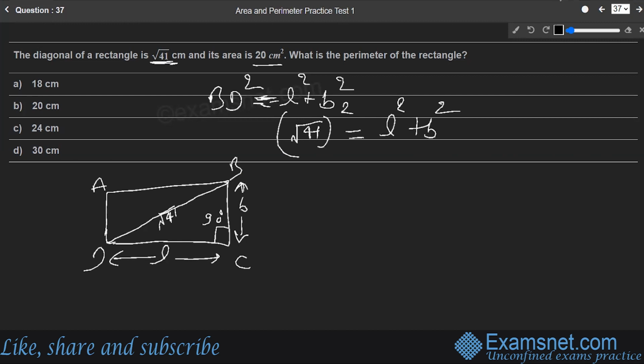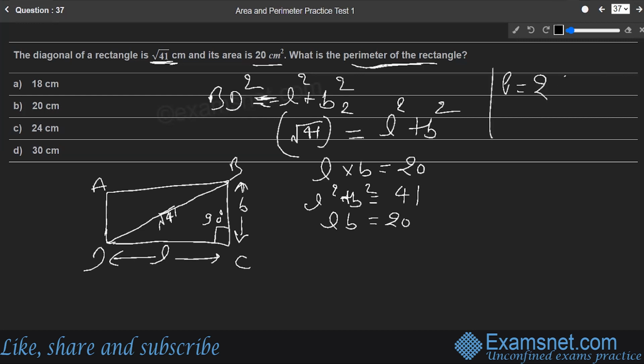Now, let's see the other part of it. He says the area of the total rectangle is 20 centimeter square. Area is nothing but L into B. So L into B is 20 centimeter square. So we have got two things: one is L square plus B square is equal to 41, another one is LB is equal to 20. What we are supposed to know is the perimeter of the rectangle. The perimeter of the rectangle is always calculated as twice of L plus B. This is the formula for the perimeter of the rectangle. So clearly we need to solve these two relations together and get the values of L and B. Then we can put the L and B values in this perimeter formula and find out the real answer.